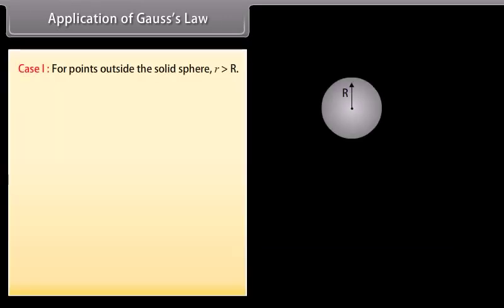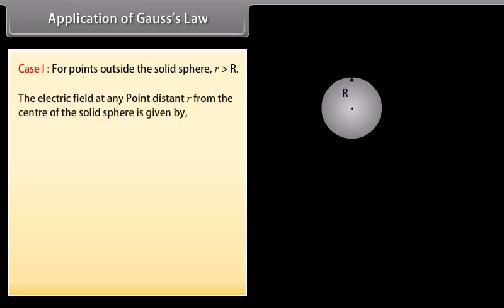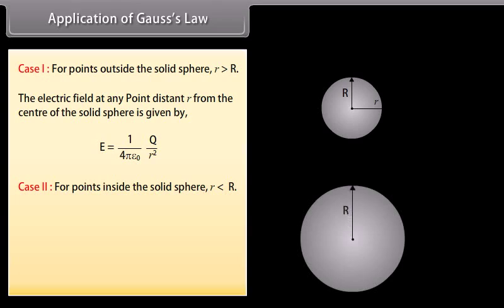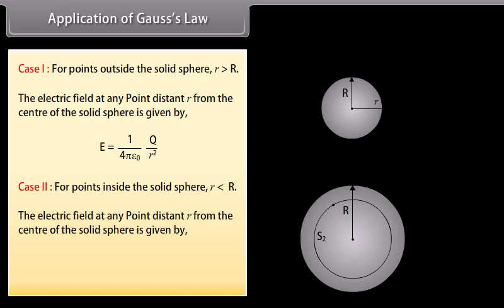Case 1. For points outside the solid sphere, r is greater than R. The electric field at any point distant r from the center of the solid sphere is equal to 1 upon 4 pi epsilon naught multiplied by Q upon r square. Case 2. For points inside the solid sphere, r is smaller than R. The electric field at any point distant r from the center of the solid sphere is equal to 1 upon 4 pi epsilon naught multiplied by rQ upon R cube.